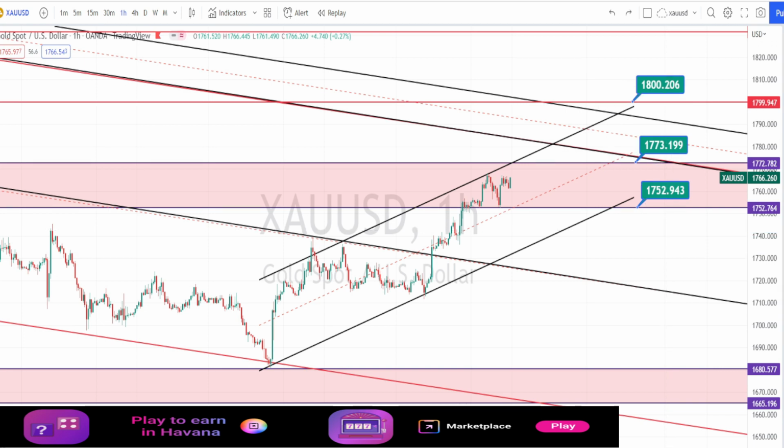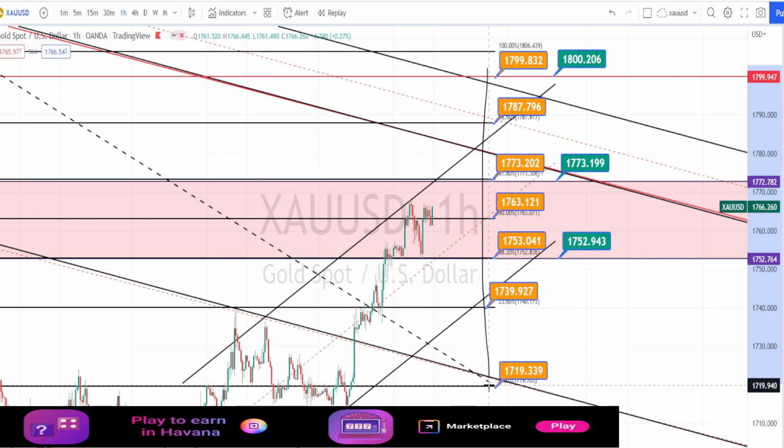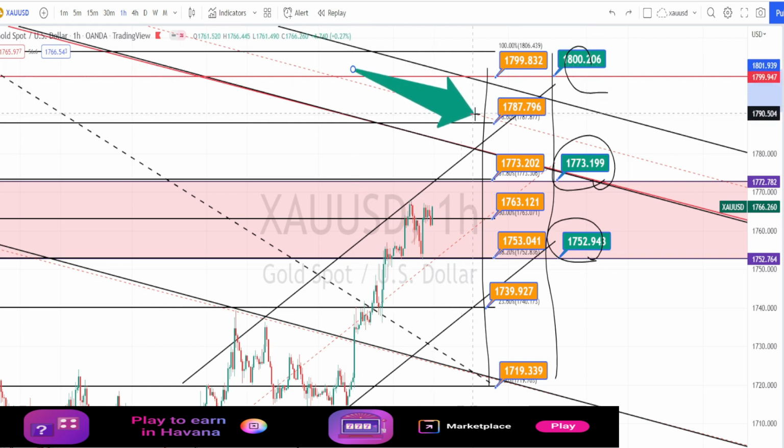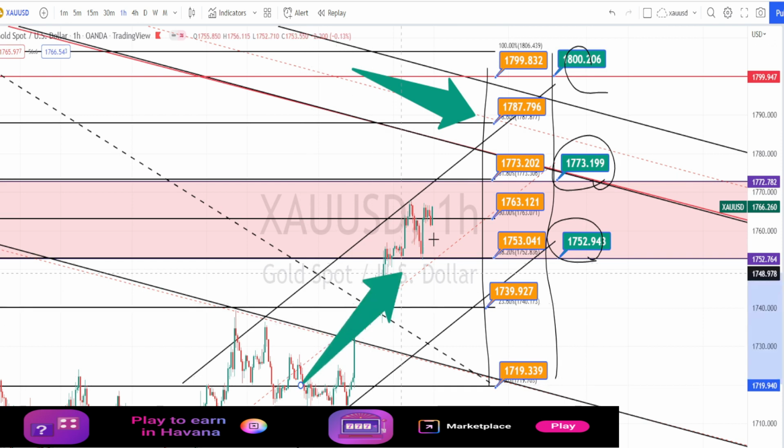Let us mark the support and resistance levels. So the values in orange color boxes are the resistance and support levels for hourly time frame, and the values in green color are the resistance and support levels from the daily time frame. And the trend of the price action in daily time frame is in a bearish trend, and the current trend of the price action in hourly time frame is in a bullish trend.